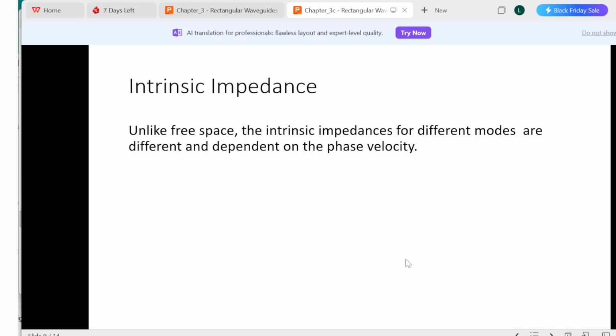Intrinsic impedance. The intrinsic impedance can also be derived and expressed in terms of the cutoff frequency.